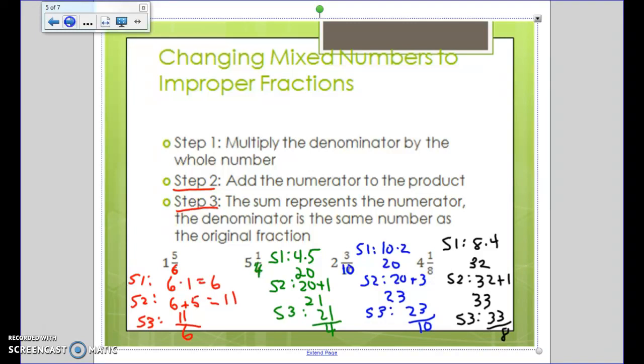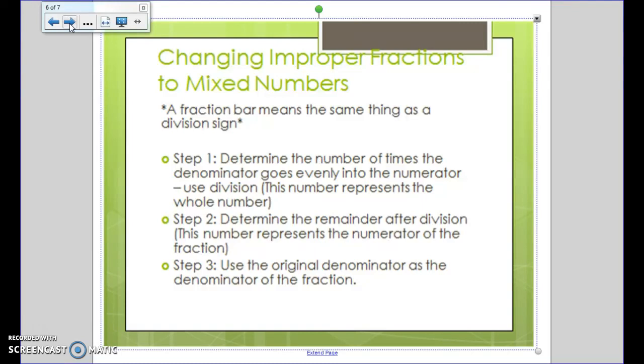All right. And now we're just going back to the improper fractions. We're changing those to mixed numbers. And really, that's a little simpler. You just need to determine how many times the denominator fits into the numerator. And so I wrote that in kind of a long way there.